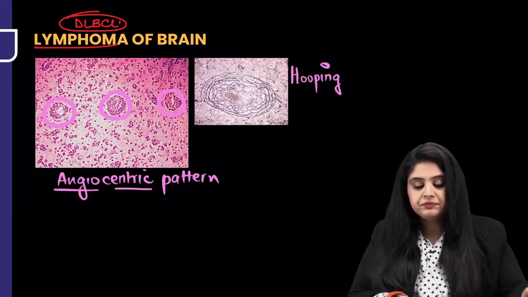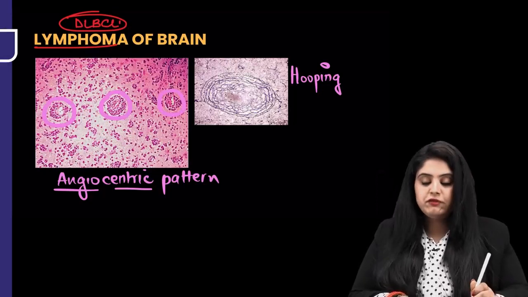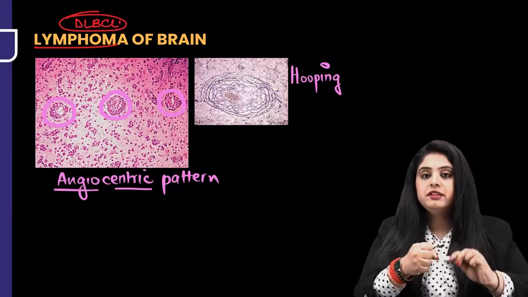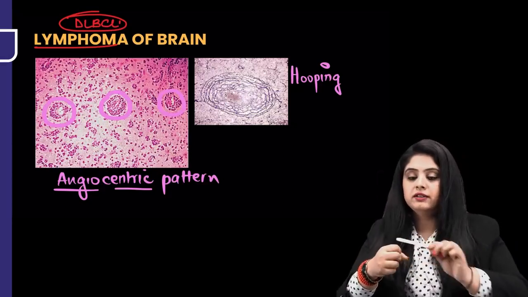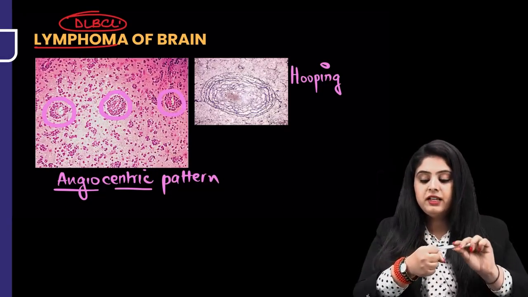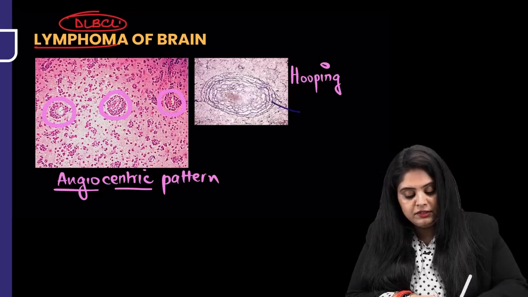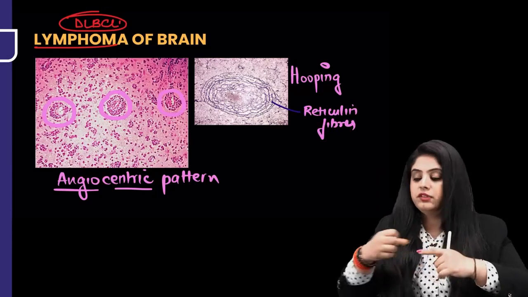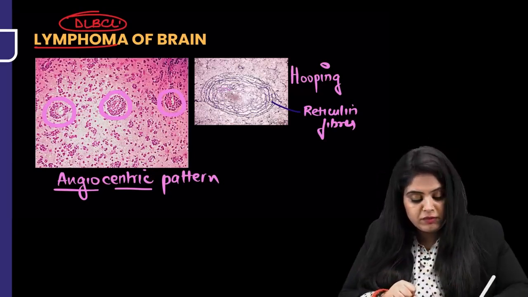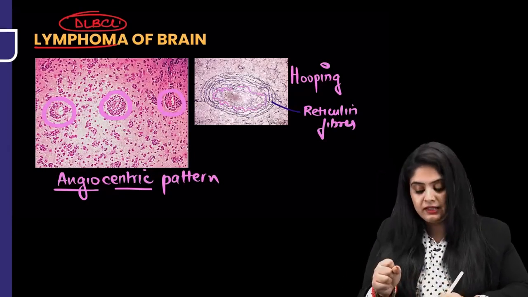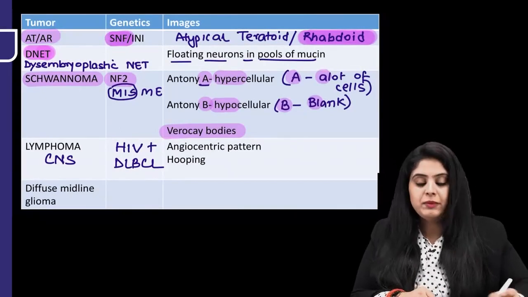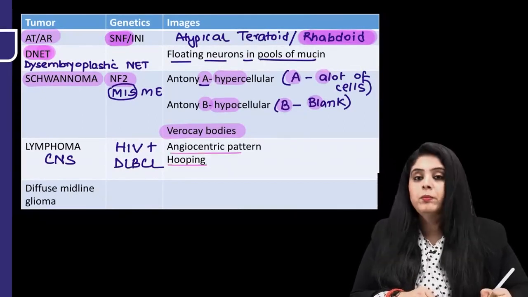What is hooping, guys? Hooping means that, for example, if this is a cell, fiber is around it. This is a cell, hoop kar liya. Looping, hooping, same thing. If this is a cell, fiber is around it. So can you see these reticulin, black color reticulin fibers? Yes. So please note that these reticulin fibers are going to be the hooping part around it. So if this is a cell, fiber around. This is a cell, fiber around. So these fibers going in between, these are all the hooping pattern. That is what you see in a case of a lymphoma. That is angiocentric pattern and hooping pattern.